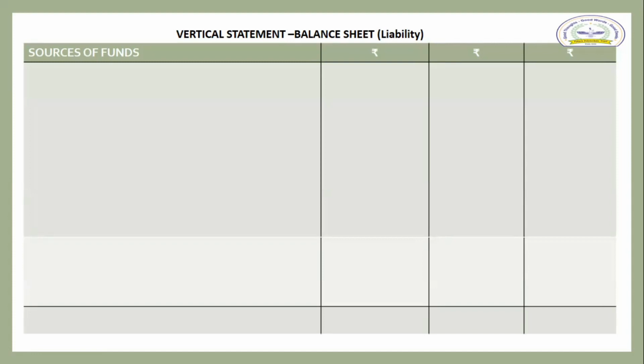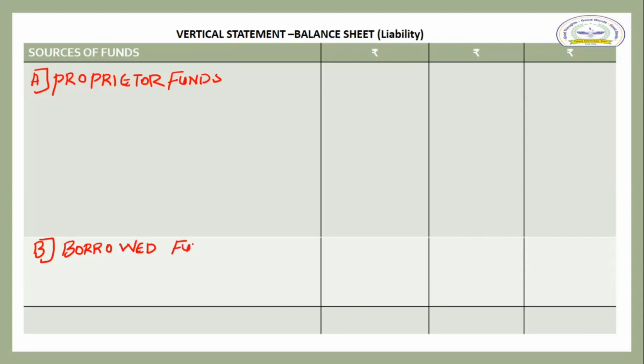The first is sources of fund. Before starting with the balance sheet, it is very much needed to arrange the funds. From where are we going to arrange the funds, students? We are going to arrange the funds from two important parts. The number one is proprietor funds, and the second one is borrowed funds. These are the two sources of fund from where we are going to arrange the fund.